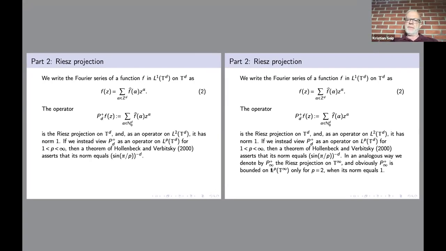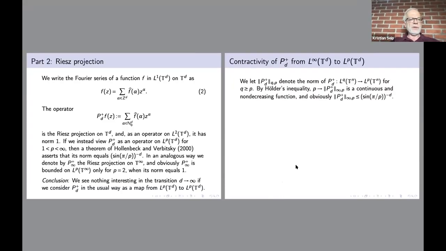And then if we go all the way to infinity, then we see that Riesz projection is bounded only when p is 2, because this number goes to infinity when d goes to infinity. So this is the only case when Riesz projection makes sense as an operator from L^p to L^p. So the conclusion is that we see nothing interesting when we go from 1 to infinite dimension.